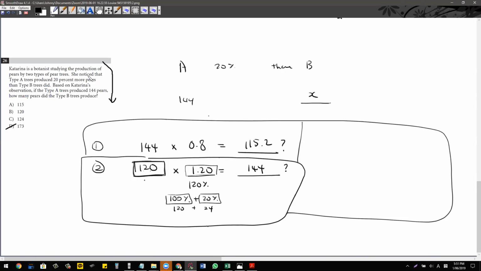So the key idea is here: she noticed that type A produced 20% more pears than B. So the English here is referring to, by grammar, 20% more than B. So this 20% must be based on B. Yep, I see. So do you think number 1 is correct or 2 is correct? 2. The answer is 2. That's right. So it is whatever the B was, 120%, that is 144, not 80% of 144. Okay, B.